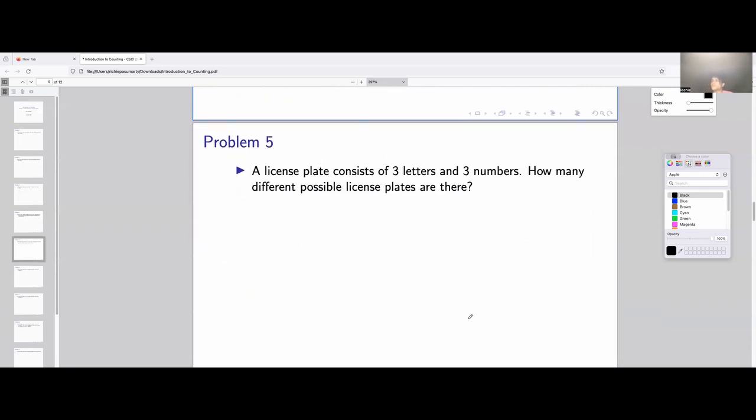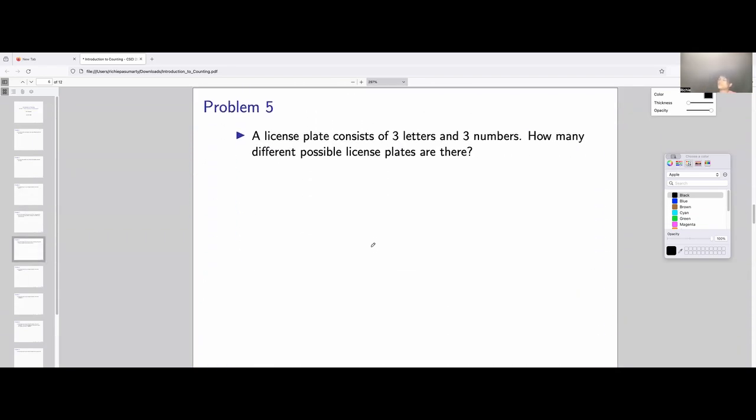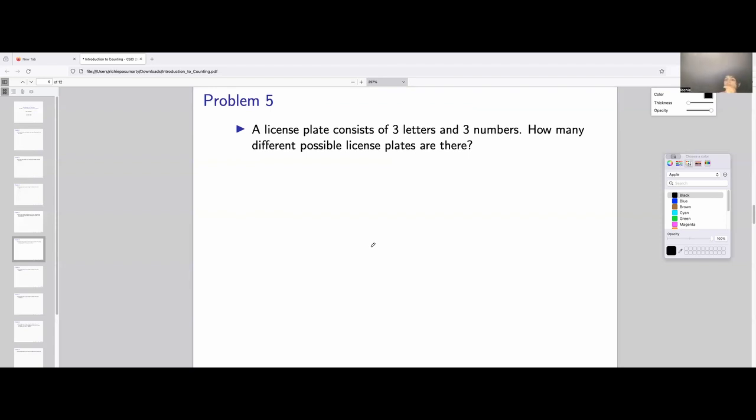All right, next question. A license plate consists of 3 letters and 3 numbers. How many different possible license plates are there? Okay, so let's just assume that the letters are in the beginning and then the numbers are at the end. Or maybe the numbers are at the beginning, the letters are at the end. Okay, so I have number 1, number 2, number 3, and I have letter 1, letter 2, letter 3.